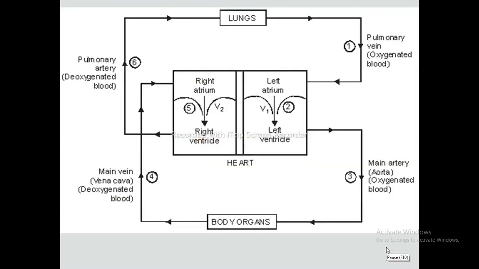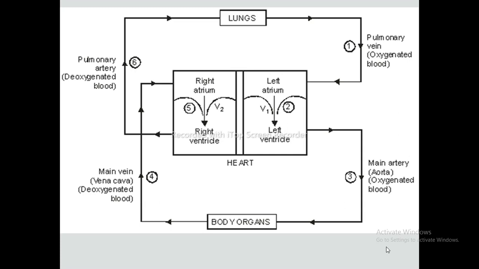So here is the diagrammatic representation of blood circulation in human body. After purification in lungs, oxygenated blood, that is pure blood, through pulmonary veins reaches left auricle. From left auricle through bicuspid valve, blood goes to left ventricle, and from left ventricle it goes to aorta through aortic valve and circulates in different parts of the body and gets deoxygenated.